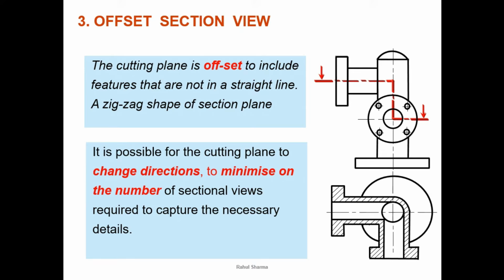And what is offset sectioning? When the object is totally unsymmetrical, we cannot apply full and half. In that case, we use offset sectioning. From wherever we want to cut, we want to show the object, we can bend the section plane from there. I'll tell you with more examples.